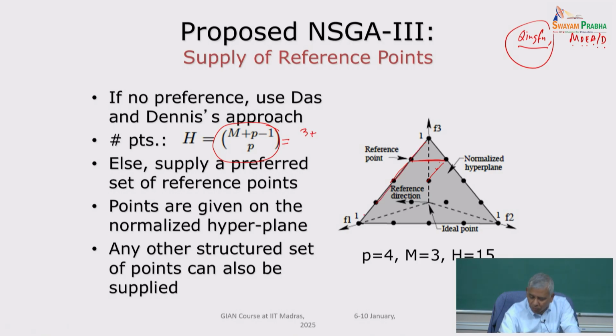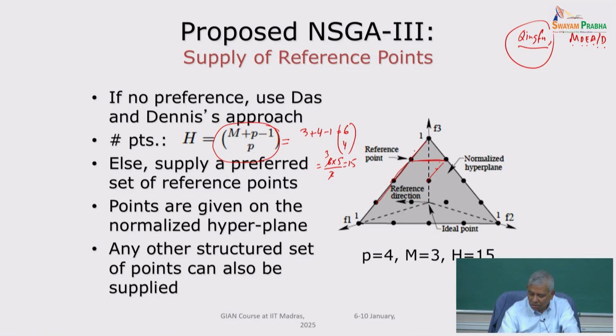So here I have 4, right? So P is 4 minus 1. So this is equal to 6, choose P. P is again 4. So what is 6 choose 4? 6 times 5 by 2, 3, 15 points. So if you want 15 points uniformly distributed in this hyperplane, I can do it by the Das and Dennis method.